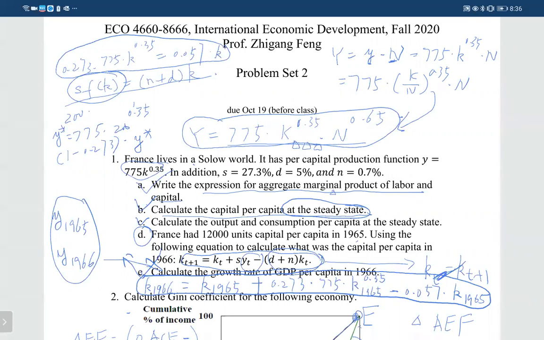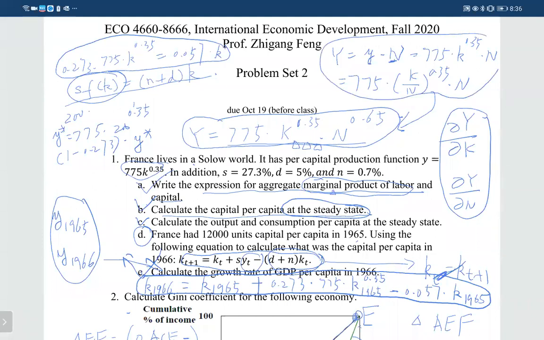Now, if you don't know calculus or you cannot take derivatives, feel free to skip the second part. Or if you really had a hard time finding the marginal product of capital, it's fine. Basically this just takes the derivative of y with respect to K, or y with respect to N. If you don't know the math, that's fine, just skip that one. I'm still going to give you full credit for this one. But make sure you understand how we move from the per capita production function to this aggregate.